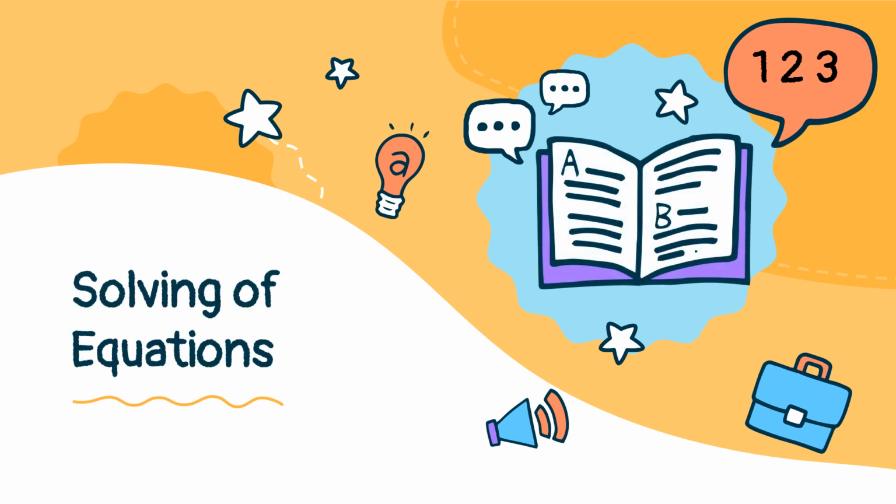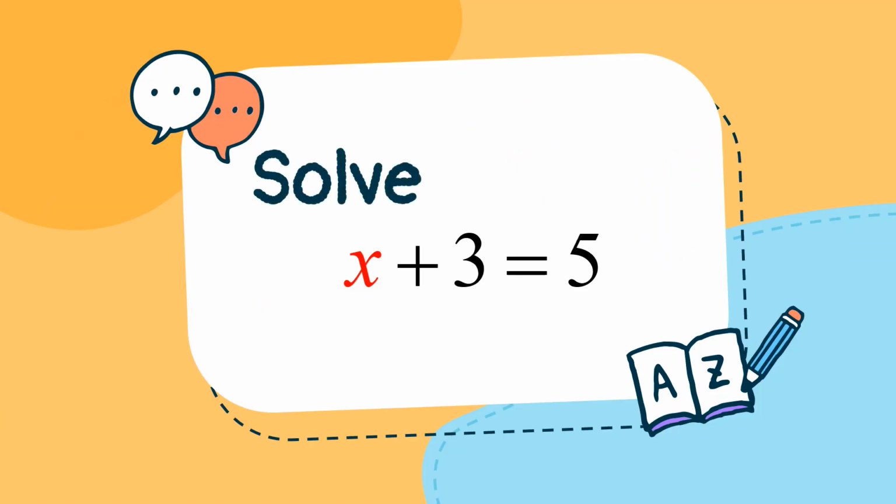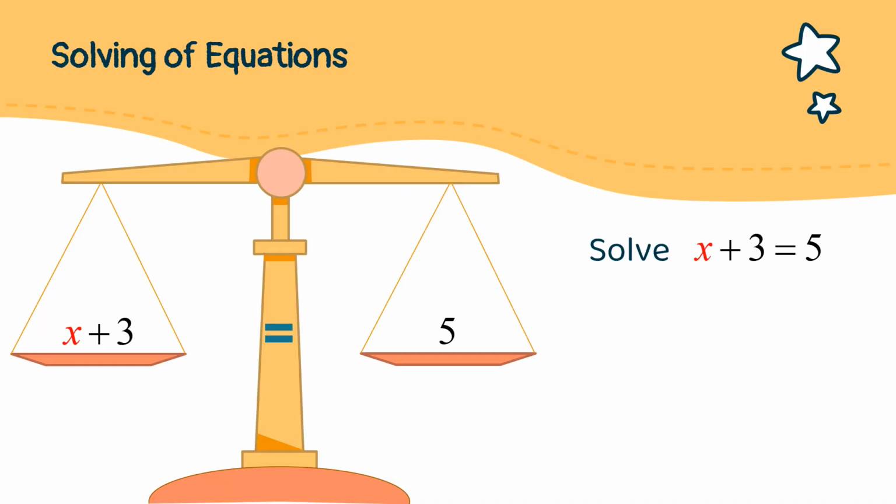Hi, today we're going to look at the solving of equations. And the first equation we're going to solve is x plus 3 equals 5. This is an equation because there is an equal sign in it. Solving an equation means that x is equal to a numerical value in the end. So we will first have to remove the plus 3 here.